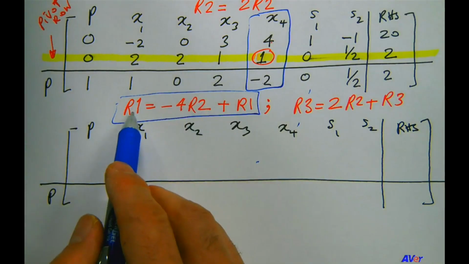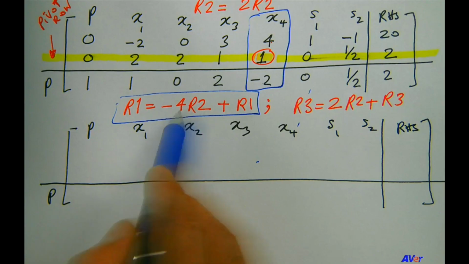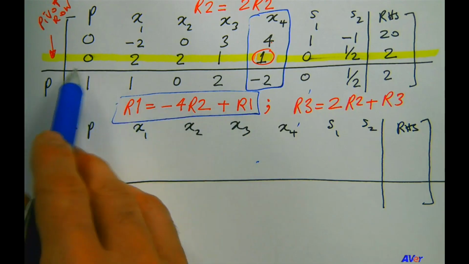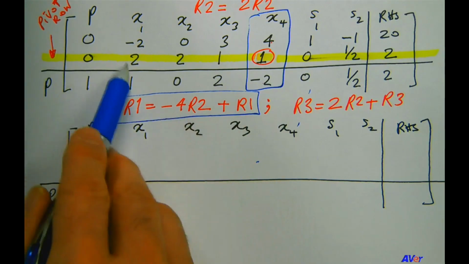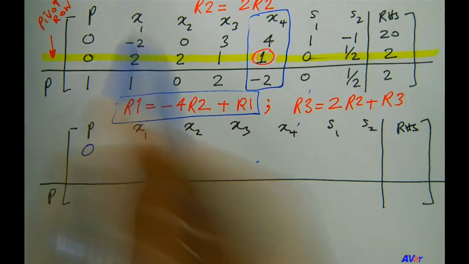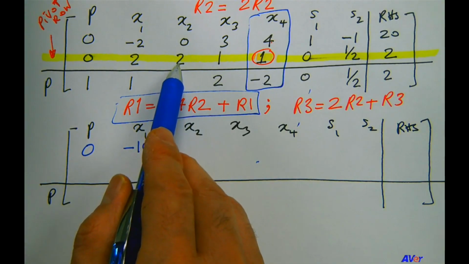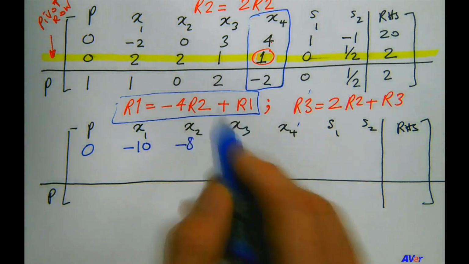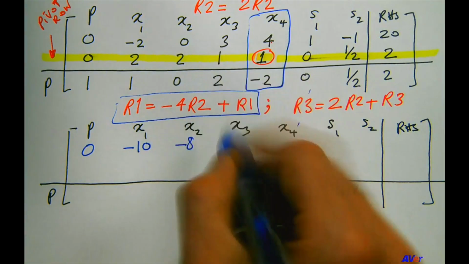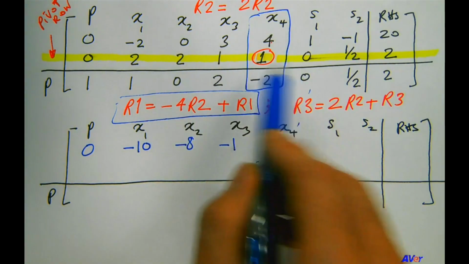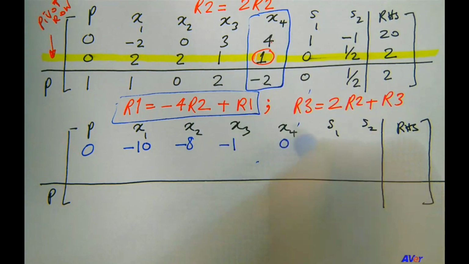Okay. This is saying replace row 1 by multiplying the second row by negative 4 and adding it to the first row. So negative 4 times 0 is 0. Plus 0, 0. Negative 4 times 2 is negative 8. Plus negative 2, negative 10. Negative 4 times 2 is negative 8. Plus 0, negative 8. Negative 4 times 1 is negative 4. Plus positive 3 is negative 1. Negative 4 times 1 is negative 4. Plus 4 is 0, which is what we intended, right?